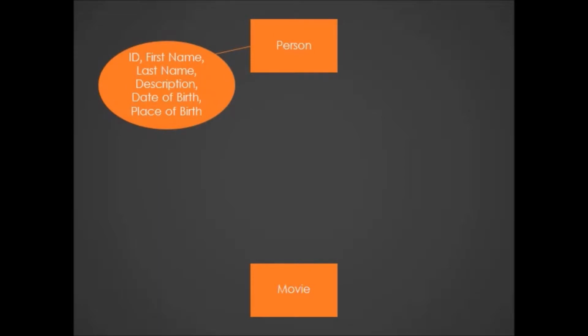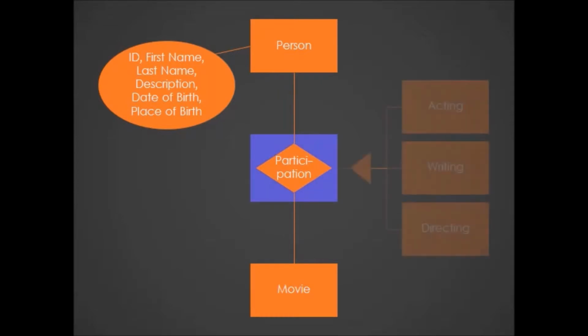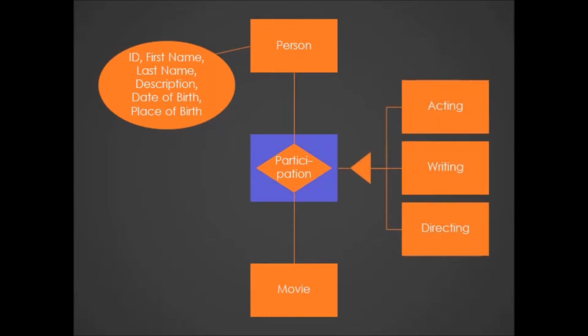Another aspect of the schema are movie persons. To represent persons taking part in the movie, the participation association is used. To further describe the way a person participates in a movie, it is transformed into an entity that is specialized into an acting participation, a writing participation, and a directing participation.